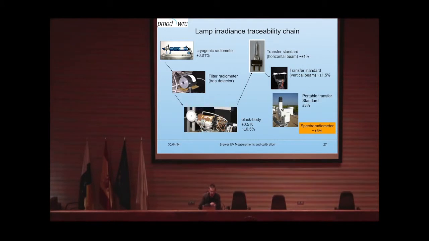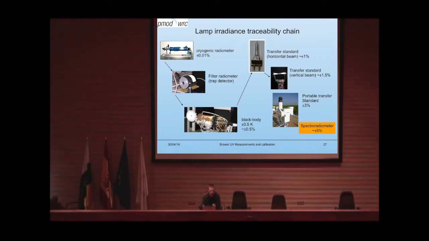So to start with, I have put up a slide which describes the traceability chain of your reference for solar irradiance, where actually you are getting your lamp certificate from. And this slide illustrates where the uncertainties that you have from your lamp come from, and what the ultimate uncertainty is that you can achieve with your instrument.